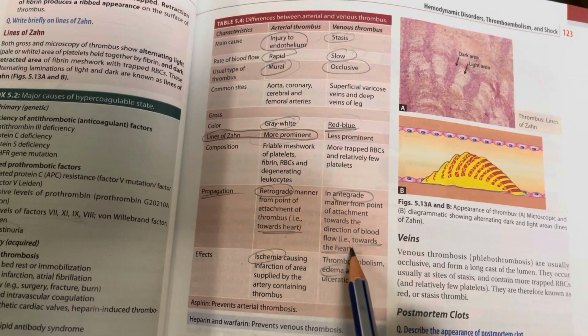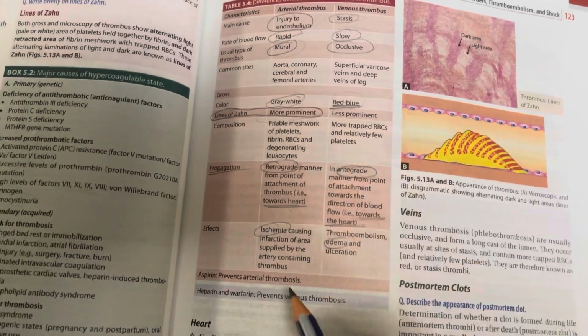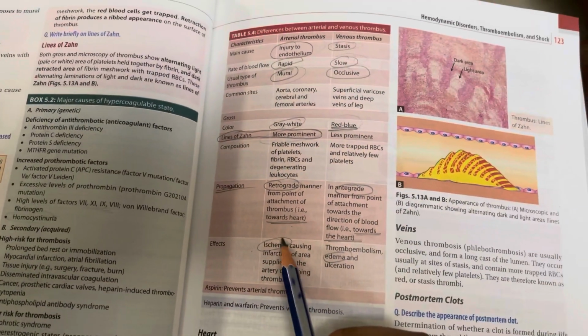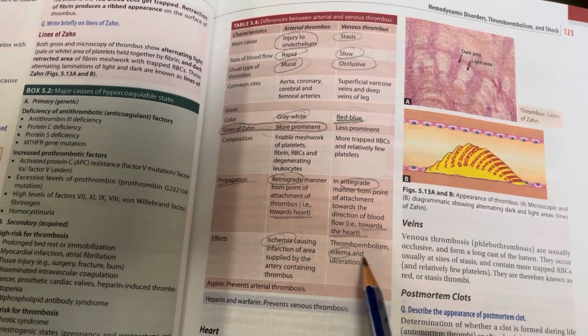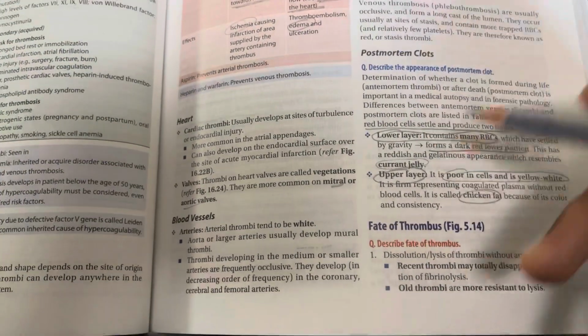Propagation: both of them propagate towards the heart. So you can say retrograde in case of arteries and antegrade in case of veins. And effects are ischemia in case of arterial thrombus, and edema and thromboembolism in case of venous thrombus. So these are the differences.